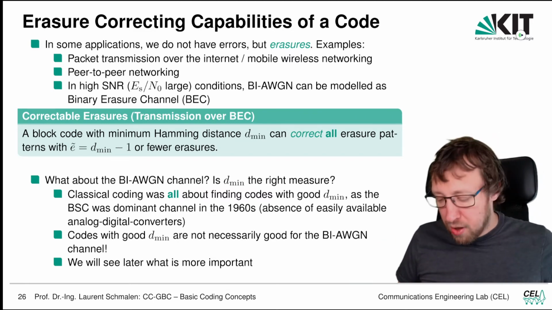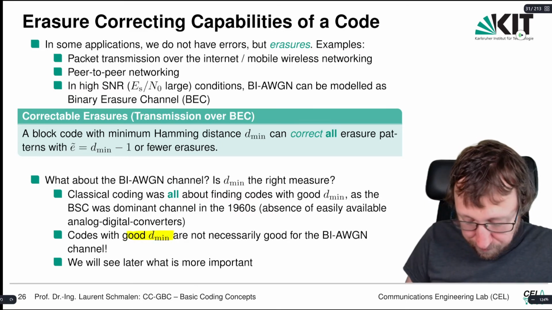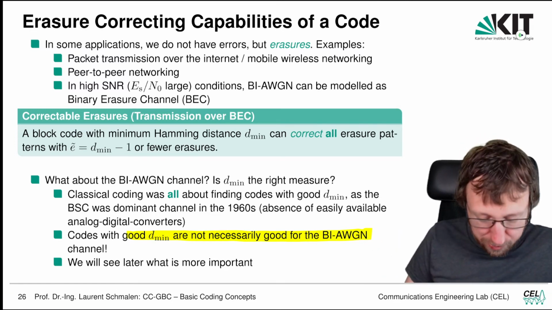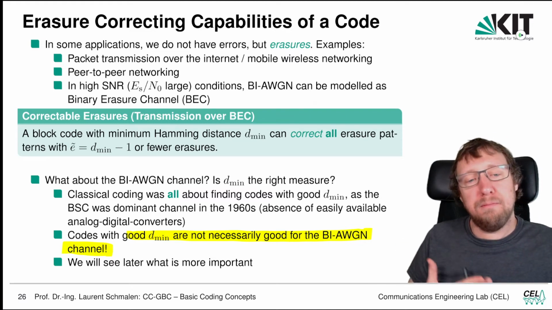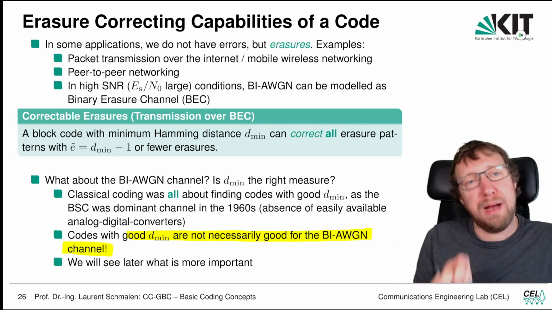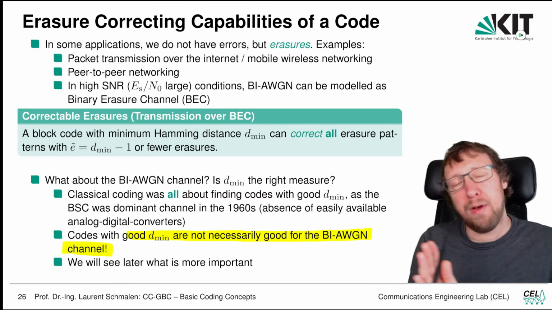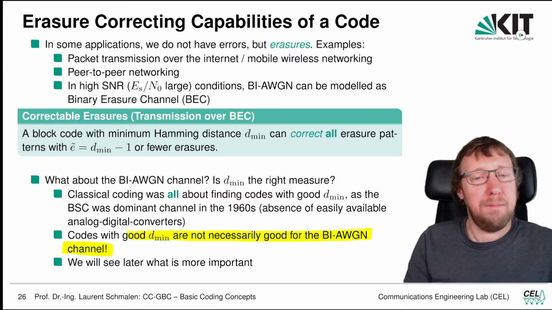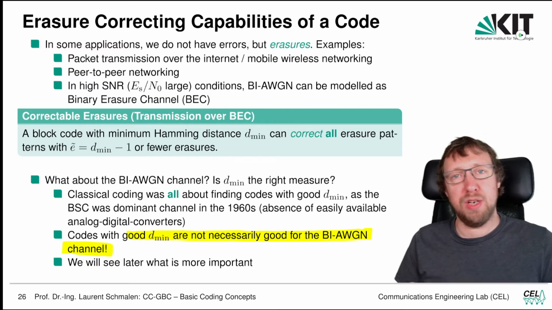And it turns out that codes that have a large minimum distance are not necessarily among the best performing codes over the binary input AWGN channel. And there is something more that is important. In particular, the turbo codes, which were the best in the 90s, were the best codes over the binary input AWGN channel. They have a very, very small minimum distance, but they have other properties that make them outstanding over this channel.